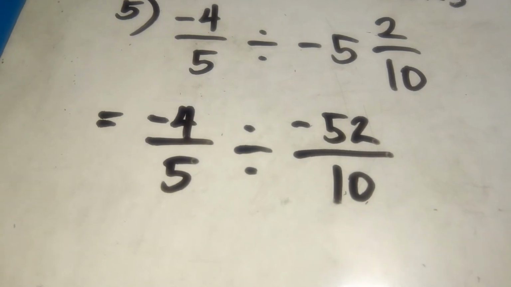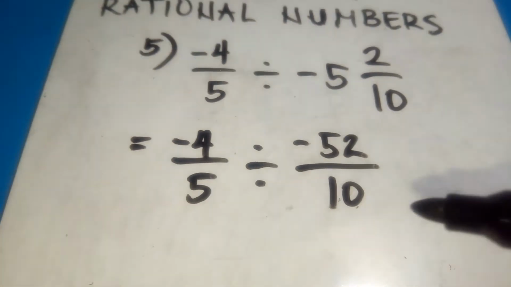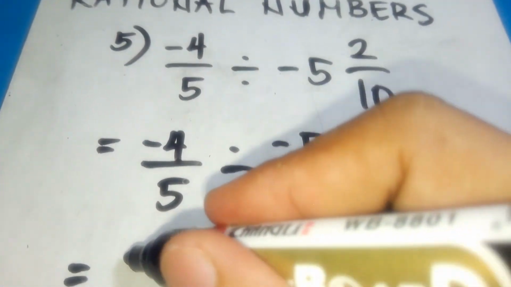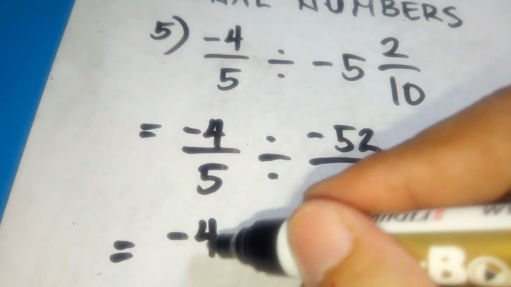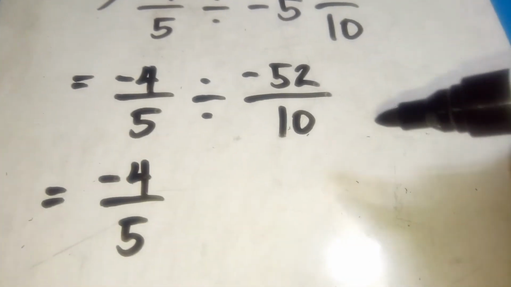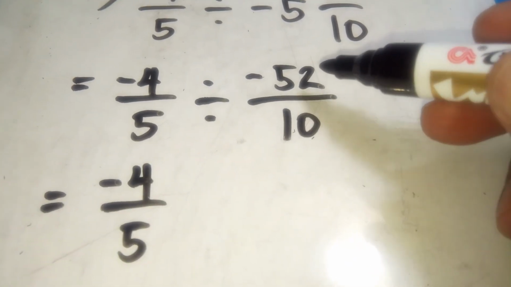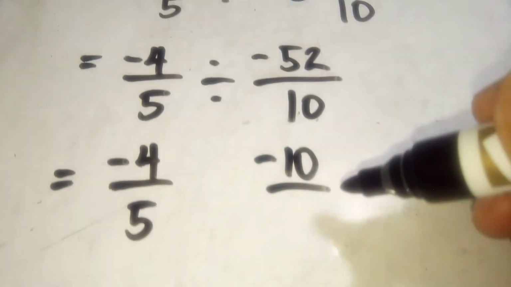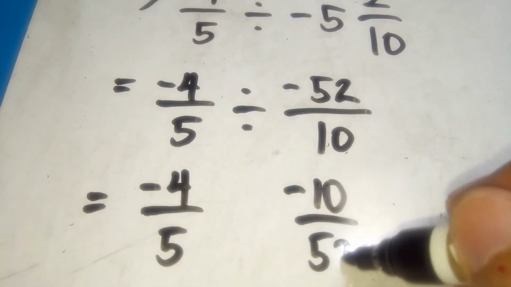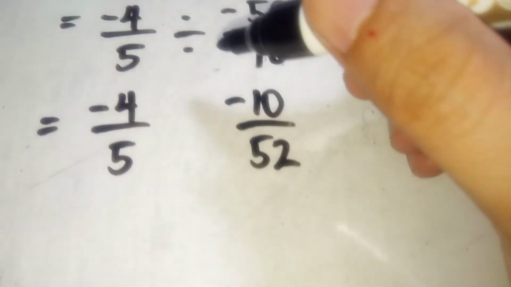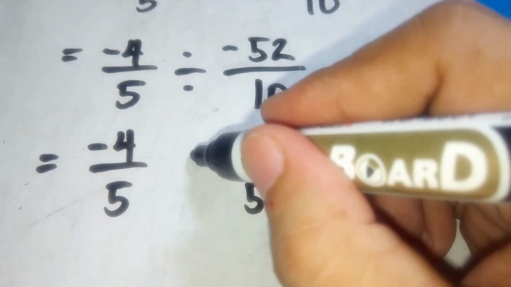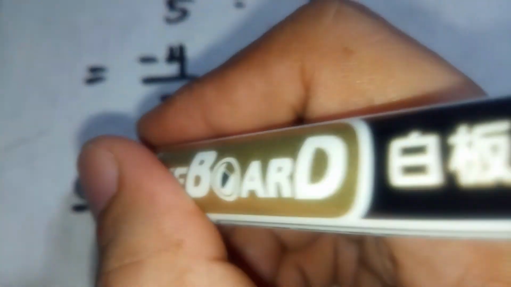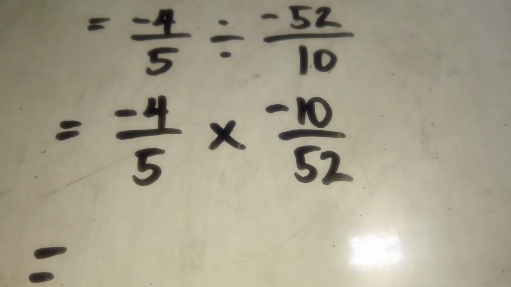So still division. Then copy again the dividend, negative 4/5. Then take the reciprocal of the divisor, so that's negative 10/52. Then proceed as in multiplication of rational numbers.